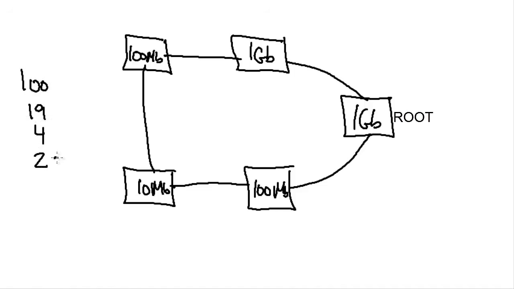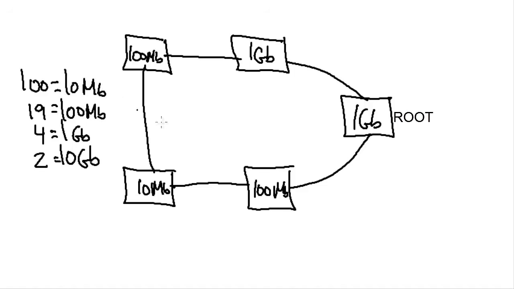So as you remember from the chart, these numbers should start to look familiar. The cost of 2 is assigned to a 10 gigabit interface, a cost of 4 to a 1 gigabit interface, a cost of 19 to a 100 megabit interface, and a cost of 100 to a 10 megabit interface. And spanning tree will calculate, as you can see it's doing right here, the best path to the root.